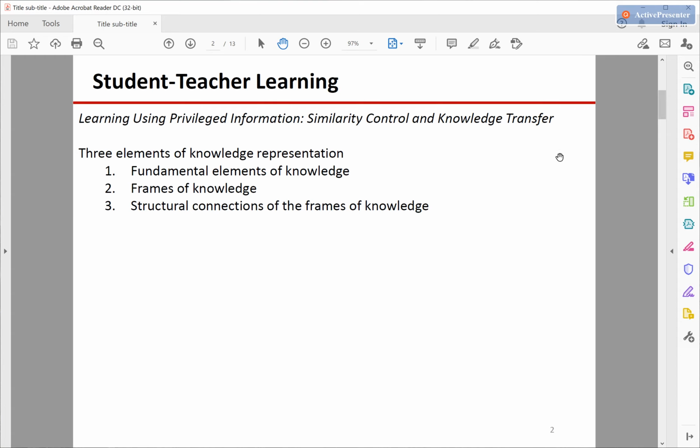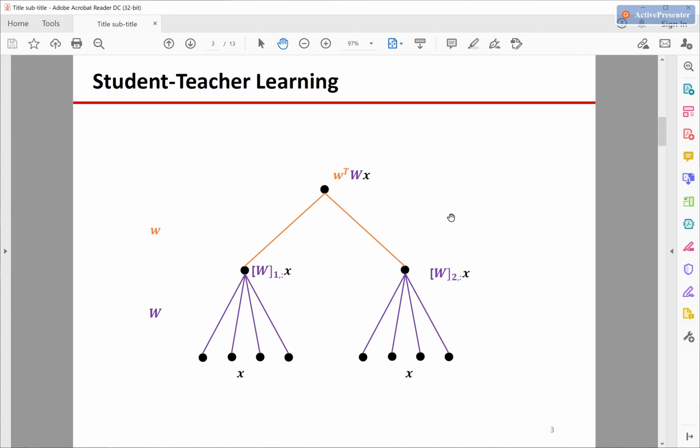Basically, if one wants to understand how to transfer knowledge between models, one better have some idea of how to represent knowledge to make the design analysis more modular, more systematic. So basically, the three elements of knowledge representation are the fundamental elements of knowledge, frames of knowledge, and structural connections of the frames of knowledge. Let me elaborate on these things in the context of a neural net.